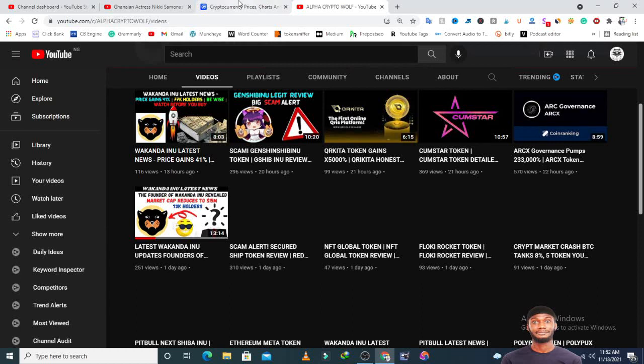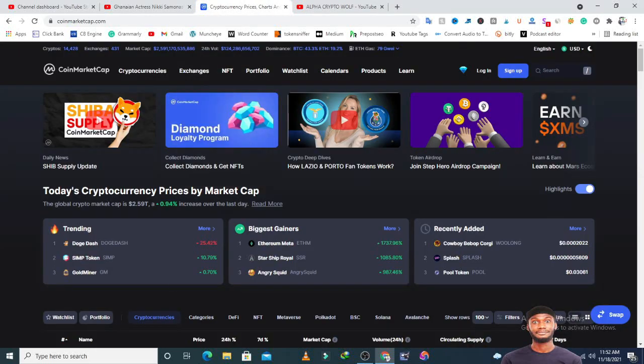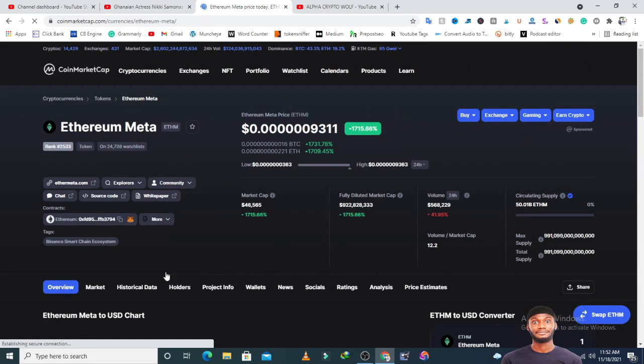Without wasting much of your time, let's go straight to this particular token. Now, this particular token is one of the biggest gainers on CoinMarketCap, and it is called Ethereum Meta. I think I've done a review on this token before, but I'm going to do this again. This review is going to be very fast and very short.